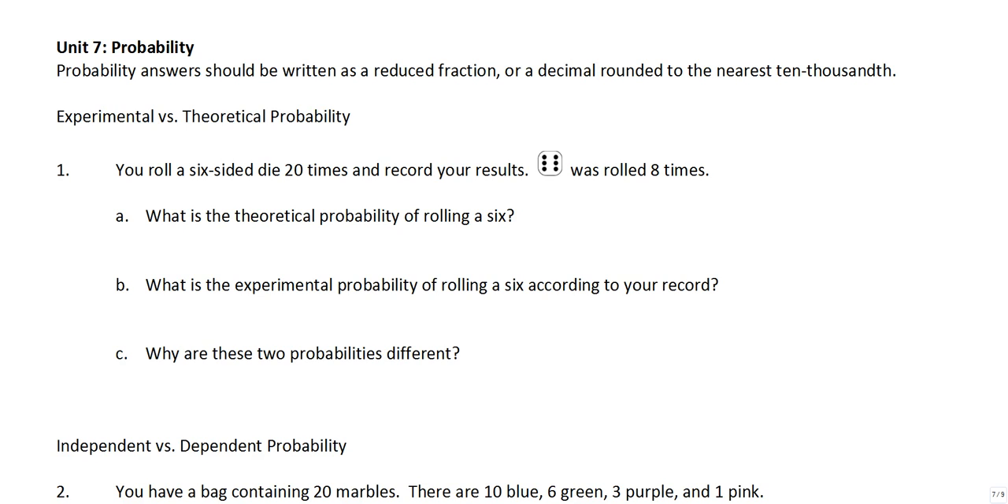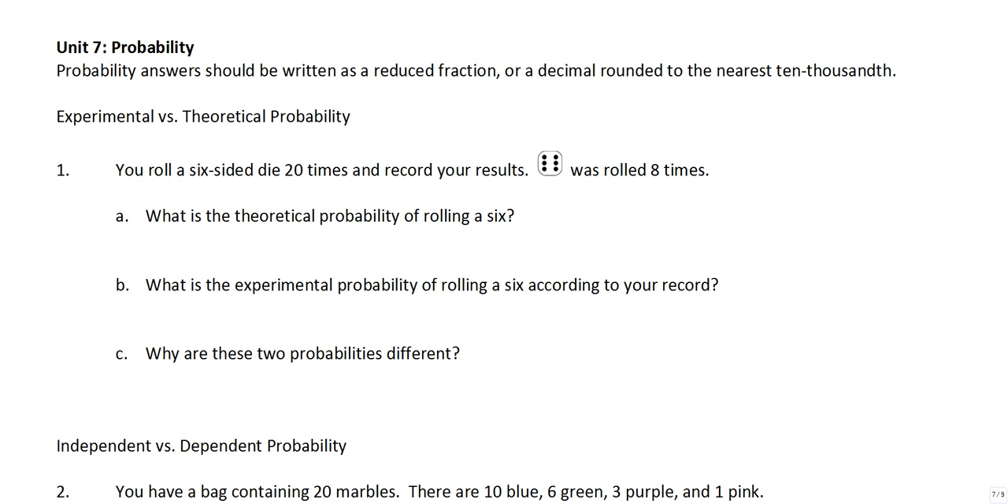Welcome back, everybody. This video is going to cover probability. So the probability unit, you should be rounding answers to the nearest 10,000th or 4 decimal places or reducing a fraction. Remember, we should not be writing it as a percentage unless we are asked for a percentage.